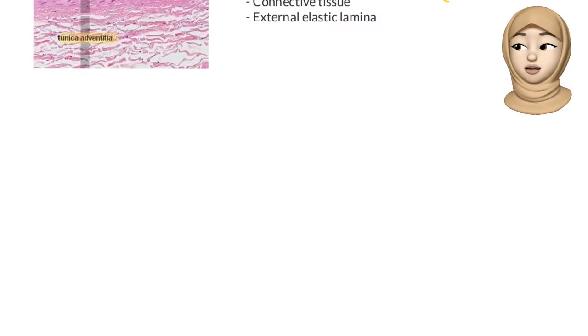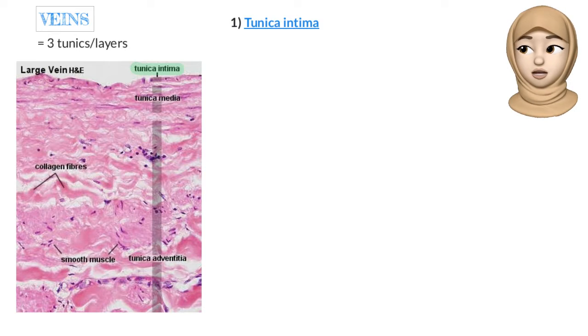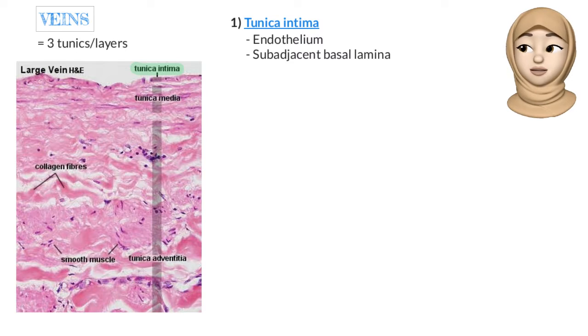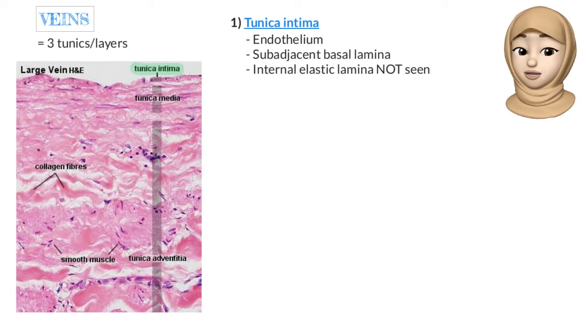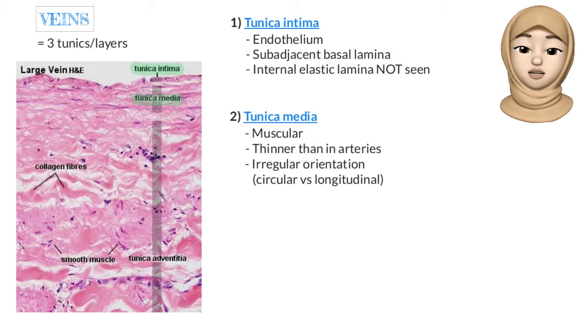Veins are also organized into three major tunics or layers. The tunica intima lines the lumen and consists of a layer of endothelium and a subadjacent basal lamina. A distinct internal elastic lamina is not seen. The muscular tunica media is thinner than in arteries, and smooth muscle cells have an irregular orientation, approximately circular.